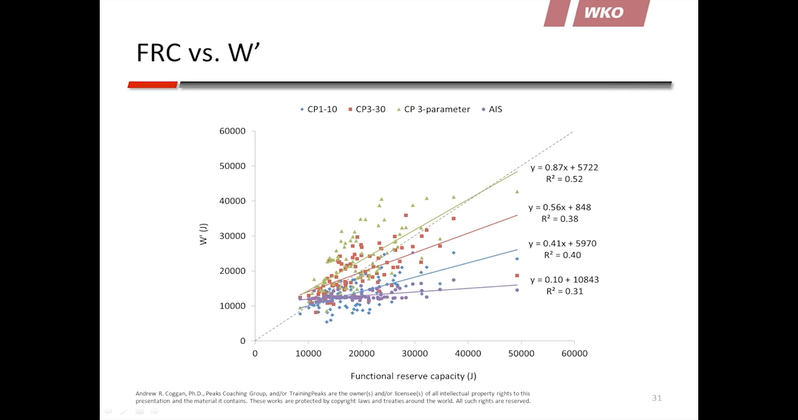So which is the real answer? Which is the best answer? Which is closest to the truth? Well, which model best describes the data? I think I've shown you over and over again that the WKO4 model is a better representation of the actual data than these earlier models. So by that argument, I would say that FRC is what we're really going after here.